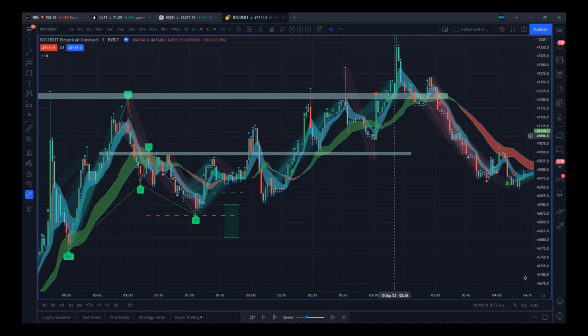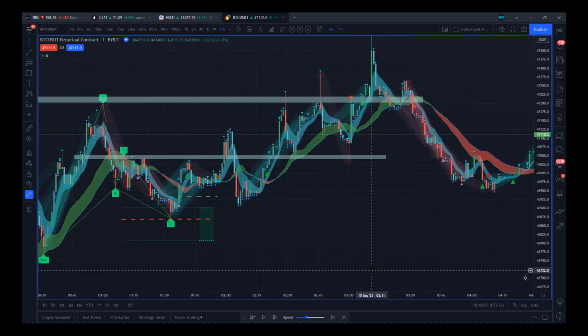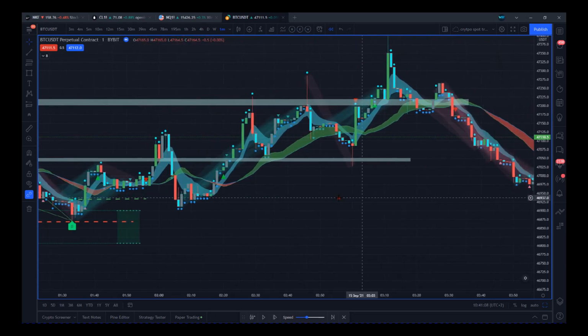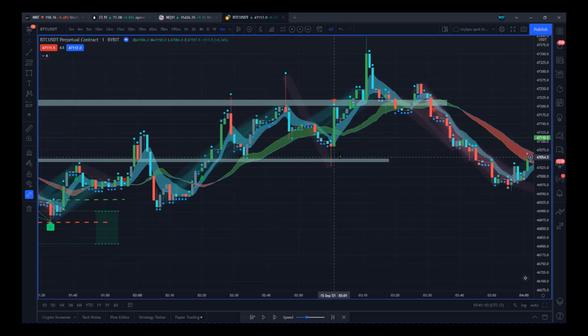Is it staying green? We've got a high volume rejection candle here, because that is a red candle, so it's a distribution candle, higher volume than the previous candle, and it's got a cyan dot above, so it's higher than average volume. That's a high volume rejection at the previous C pivot level. That's a good sign to stay in this trade.